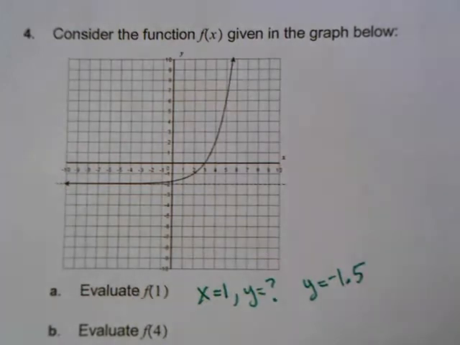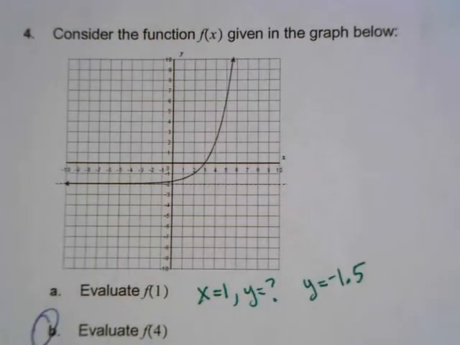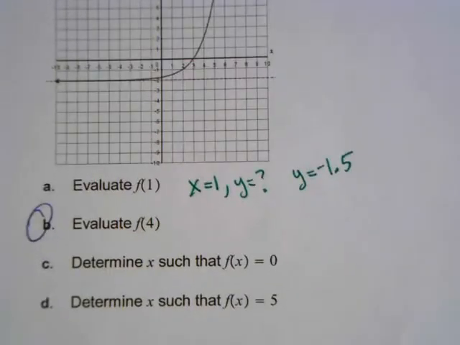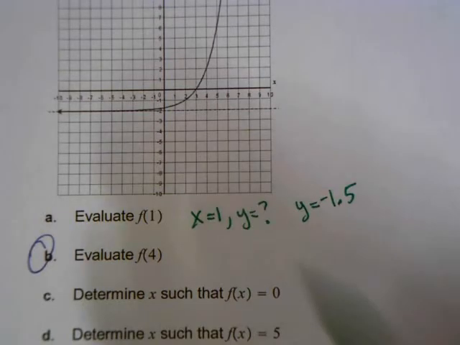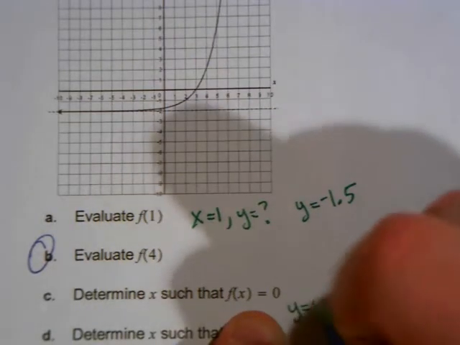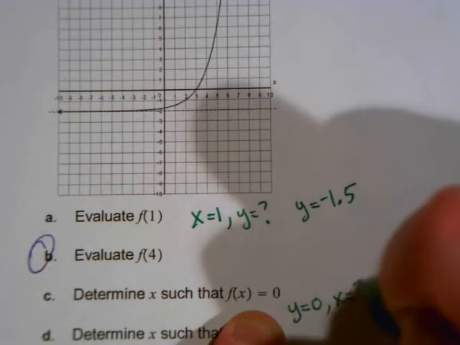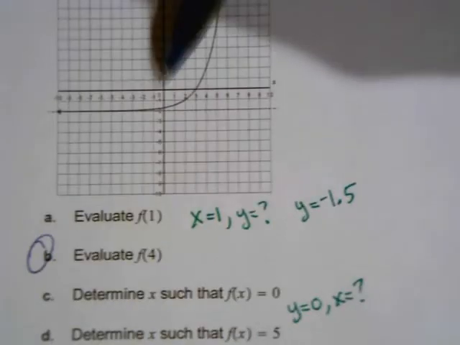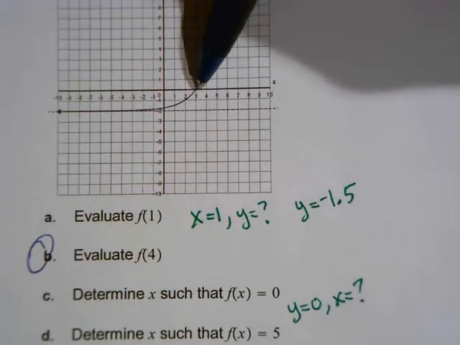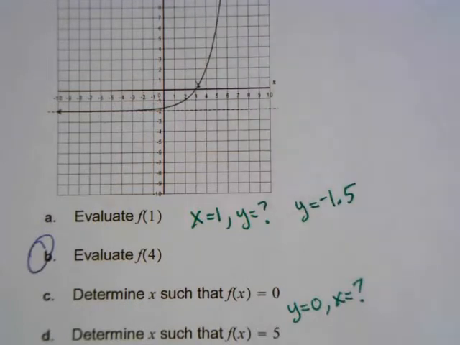B. That's for you. That one is saying x is the number 4. What's the y number? C and D. C is now saying y is the number 0. What's the x number? Alright, so I look at my graph. I go to where y is 0. That's right along here. Looks like it's right there. So it looks like x is 3.